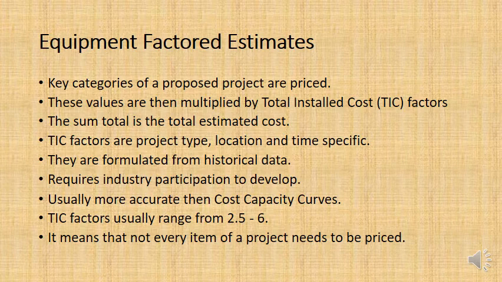Usually they're more accurate than cost capacity curves and exponentially adjusted estimates, the two previous methods that we talked about. These factors normally range between 2.5 and 6, so they're greater than 1, because you need to remember you are not pricing every single item. You're only looking at key items and then multiplying by these factors. And this will then give you an estimate for the total project.